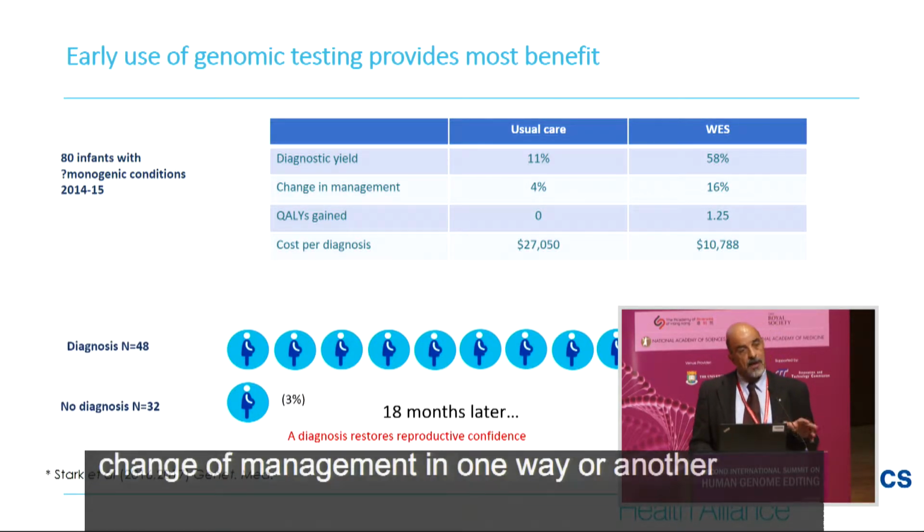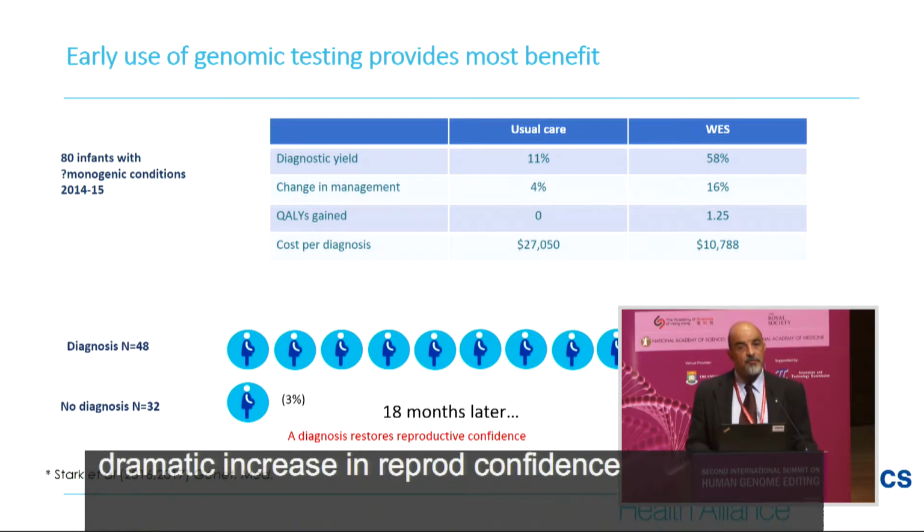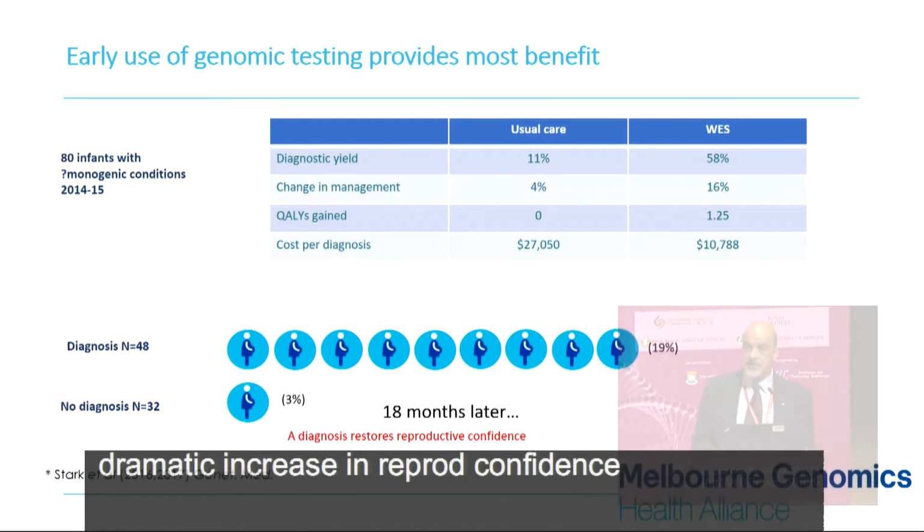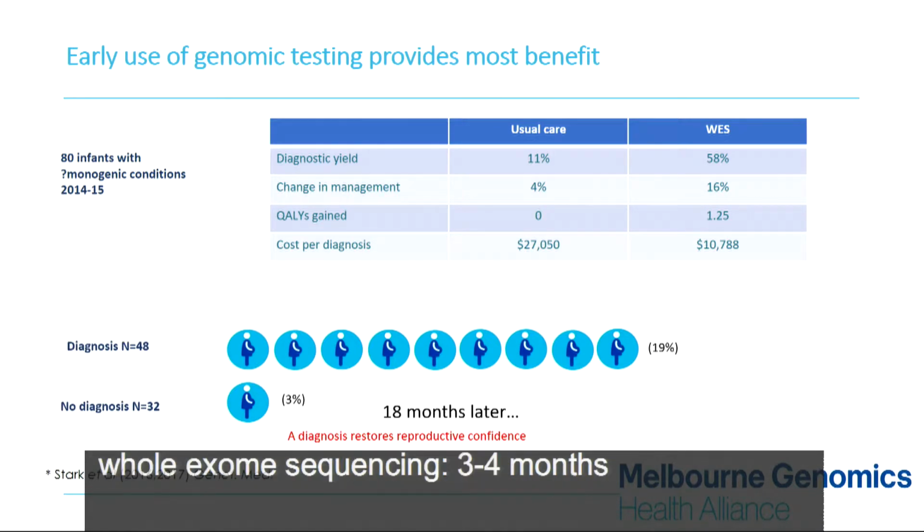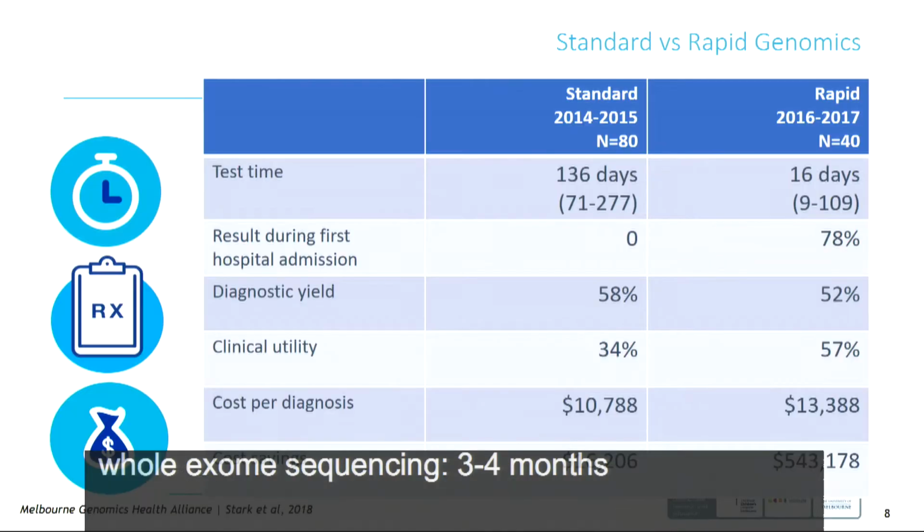Now, currently the traditional time frame for delivering whole exome sequencing is around 3 to 4 months. And so a second study that was undertaken was to examine what are the potential benefits if we were to ramp up the capability and deliver a genomic diagnosis within a 2-week period.